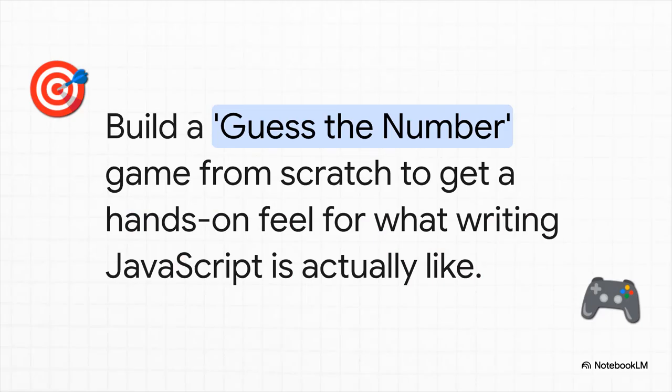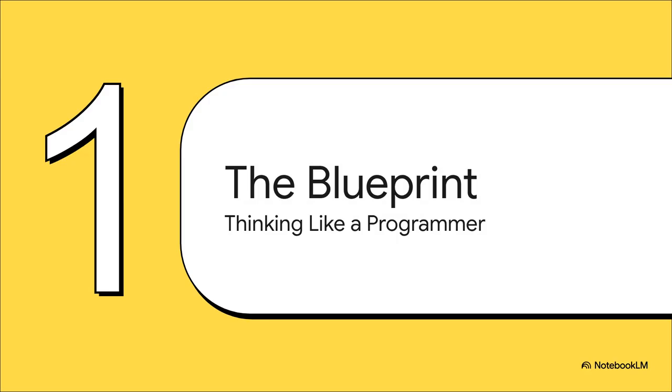It's the action and the interactivity that turns a static, kind of boring document into a real application. But hey, we're not just going to sit here and talk theory. To get a real feel for what writing JavaScript is actually like, we have a mission. We are going to build a simple, fully functional, guess the number game from the ground up together. Now, before we write even a single line of code, we have to do the most important thing any programmer does. We have to make a plan. It's all about learning to think like a programmer first.